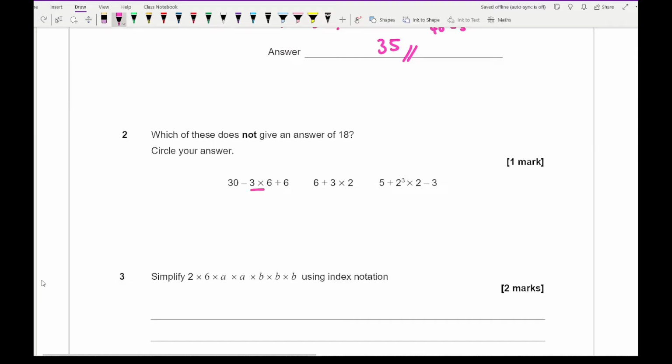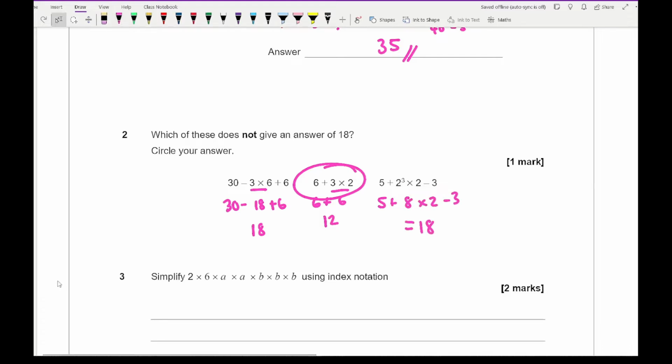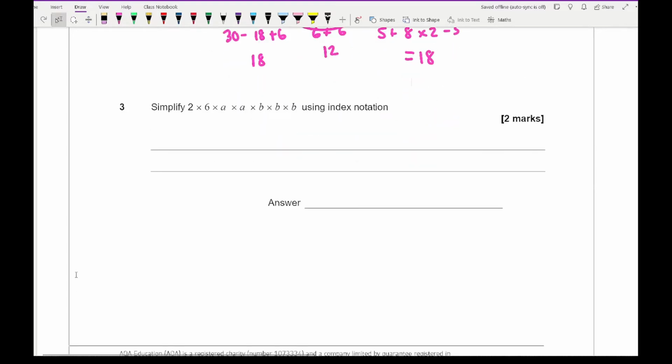Question 2, it says which of these does not give the answer of 18? So again we've got to use a bit of BIDMAS, so that becomes 18 plus 6, 30 minus 18, which is 12, plus 6 is 18, so that one is 18. The next one we've got to do 3 times 2, which is 6, and 6 plus 6 is 12, so that there is the one that's not 18. And then just for good measure, let's just quickly do this, which does in fact give me an answer of 18.